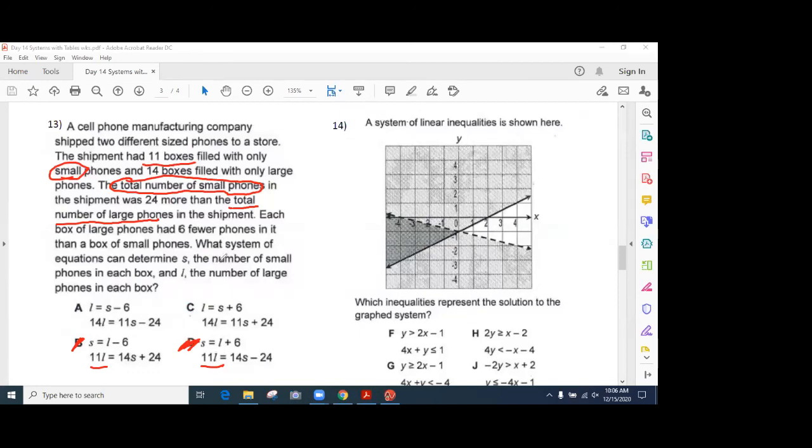Well, you may have to help me, Coach. I know you're smarter than me. Let's see. Oh, you know what? I'm already seeing this right now. Each box of large phones had 6 fewer. Fewer means what? Minus. Which of these has a -6 that we haven't eliminated?